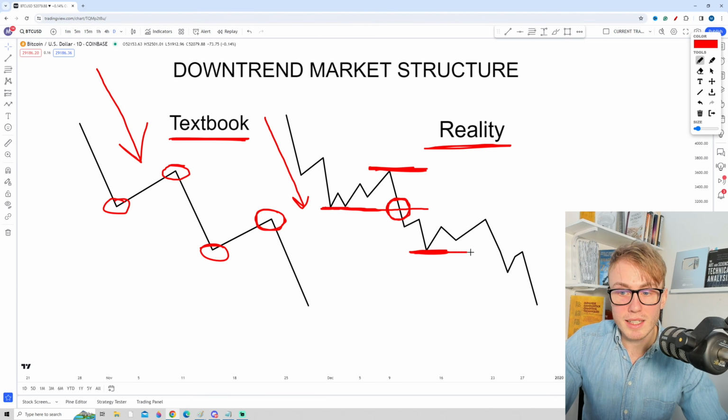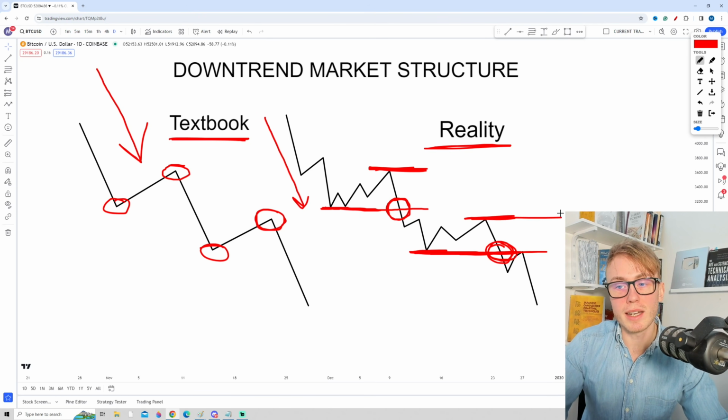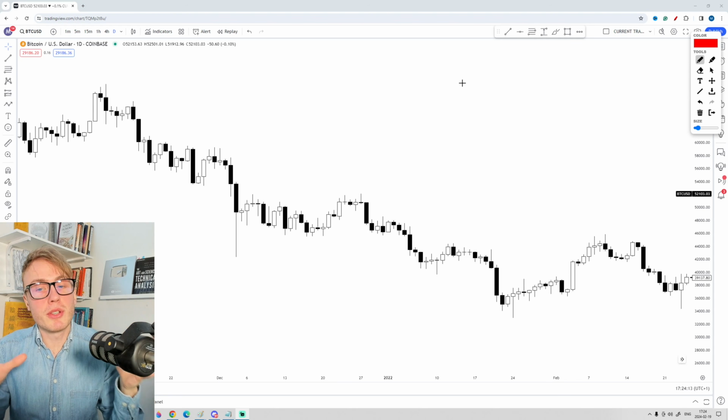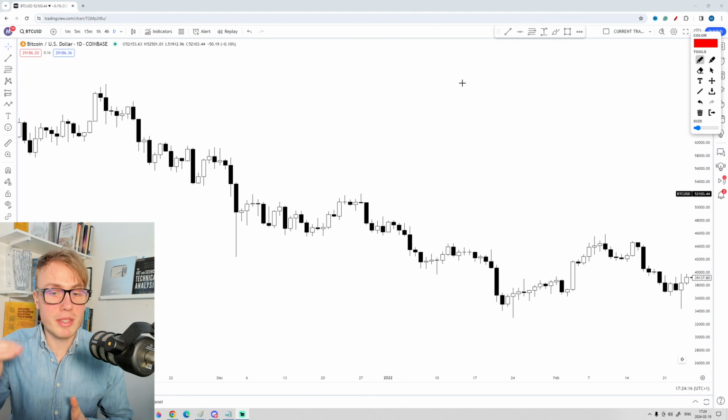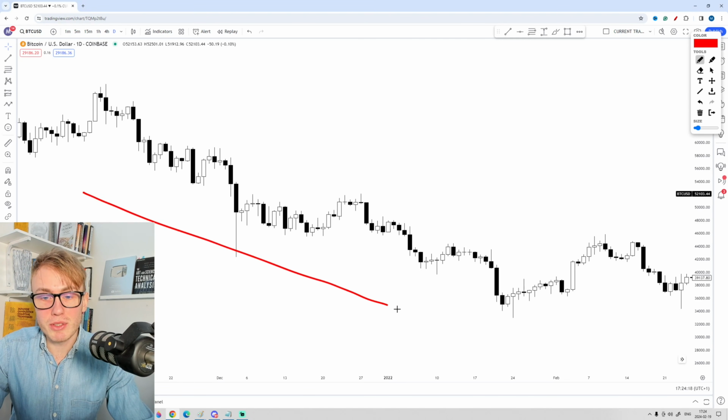So this is the new point the market needs to break in order to maintain the uptrend, and we can see that we broke it right here, making this our new important high that the market needs to break above in order to break out of the downtrend. So now let's jump into the real market and mark up the structure of this downtrend right here.